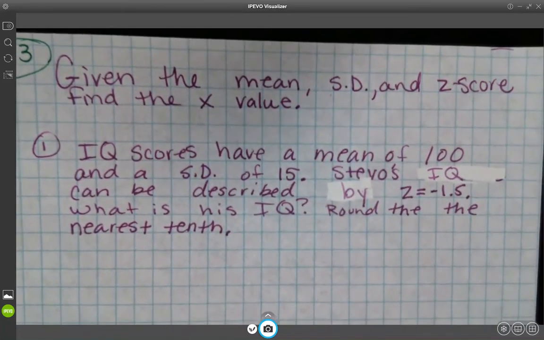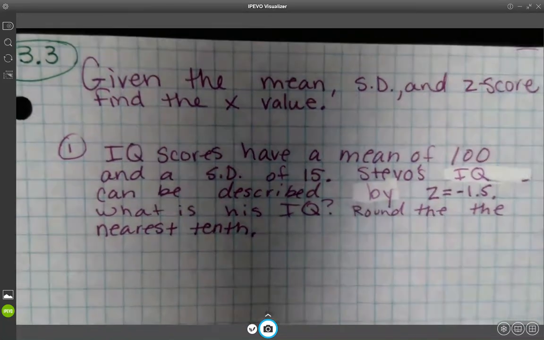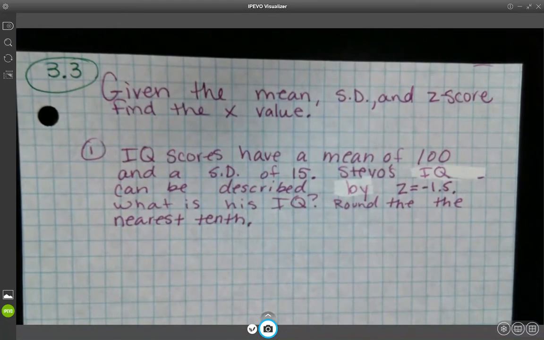Okay, so let's look at another example for 3.3. This is: given the mean, standard deviation, and z-score, find the x value. In the beginning of 3.3, we found the z-score. So this time we are finding the x value.